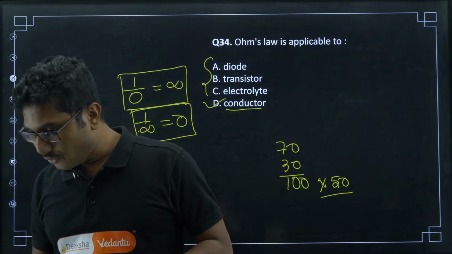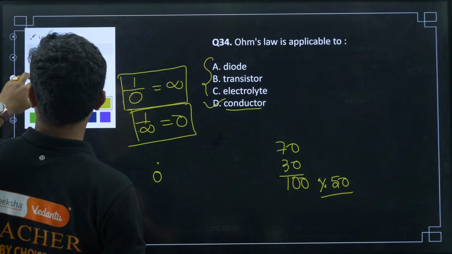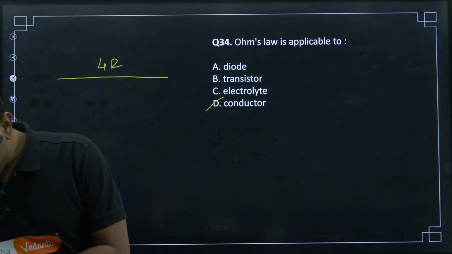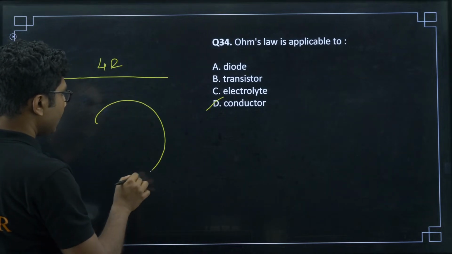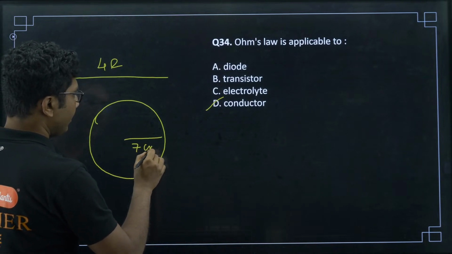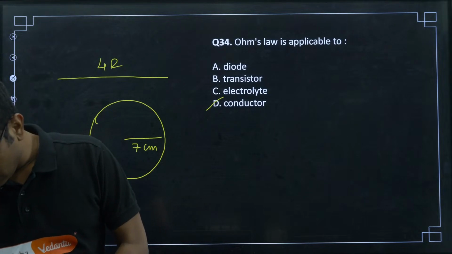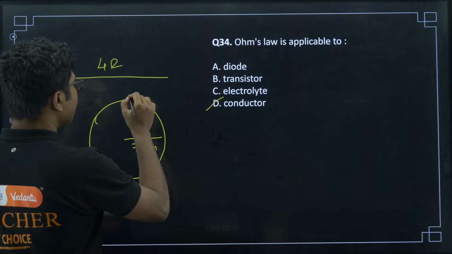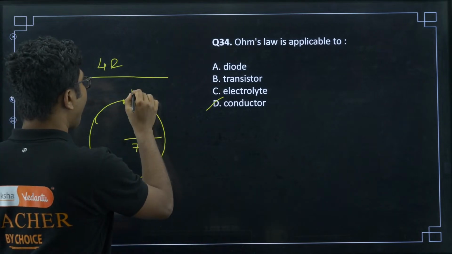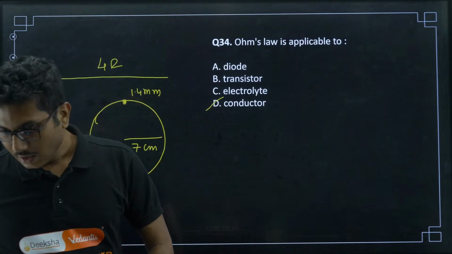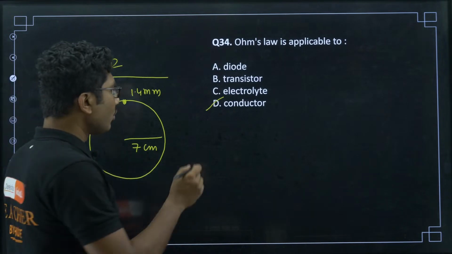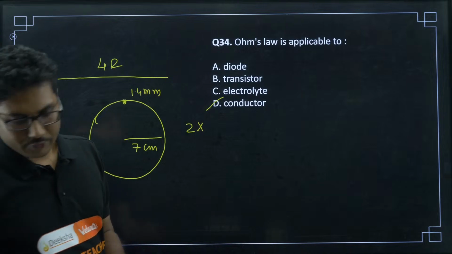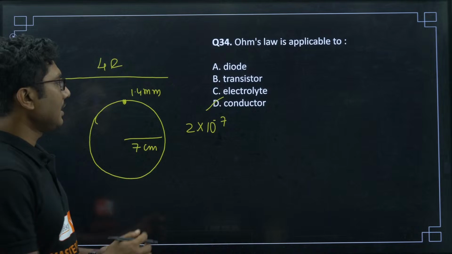A wire of resistance 4 ohm is used to wind a coil of radius 7 centimeter. The diameter of the wire is 1.4 millimeter, and the specific resistance is 2 into 10 to the power of minus 7. This is the rho.